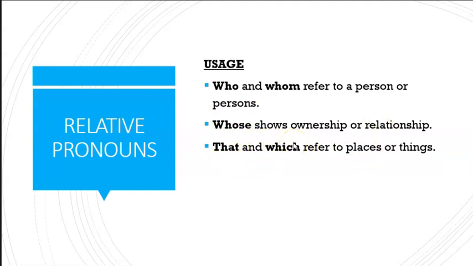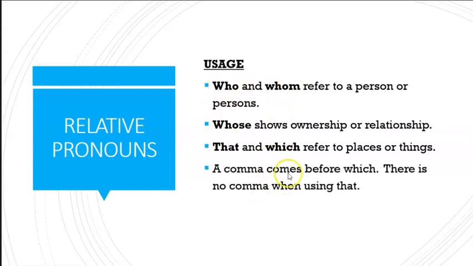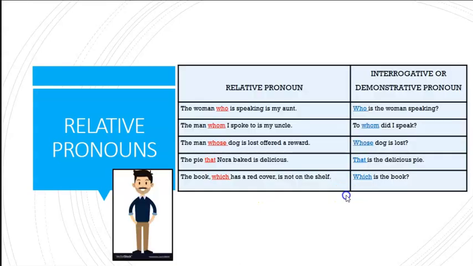So when the clause is giving us information about a place or a thing, we use that and which. The most common mistake is people using that when we're referring to a person. So it should not be someone that did something. It's someone who did something. Okay. When we use which, we often put a comma in front of it, especially if it's in the middle of a sentence. We never use a comma with the word that.